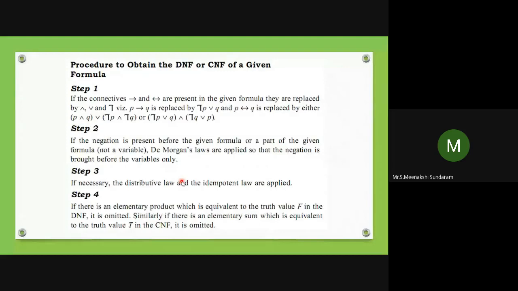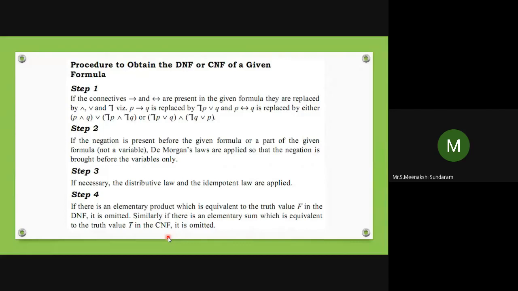Fourth step: if there is an elementary product which is equivalent to the truth value F in the DNF, it is omitted. In a DNF, a disjunction with false is of no use, because by the identity law, P disjunction F is P. P conjunction true is P. So in CNF, if true comes, we can omit the true by using the identity law. P conjunction true, the answer is P. P disjunction false, the answer is P.